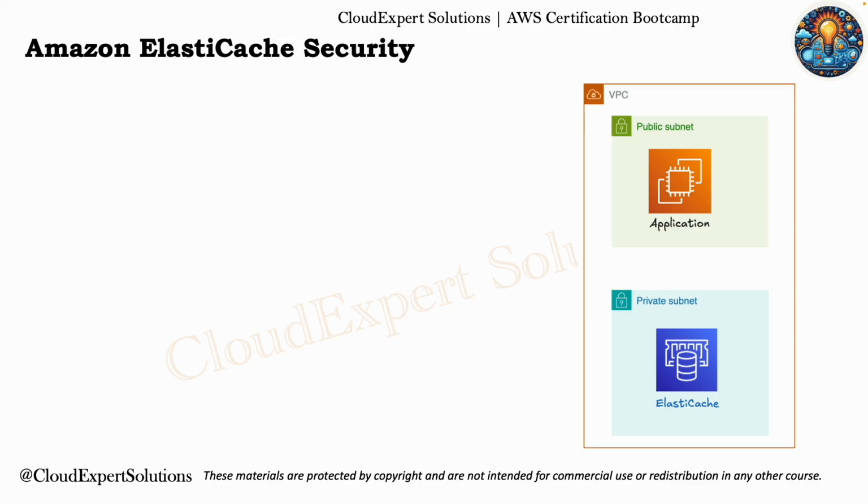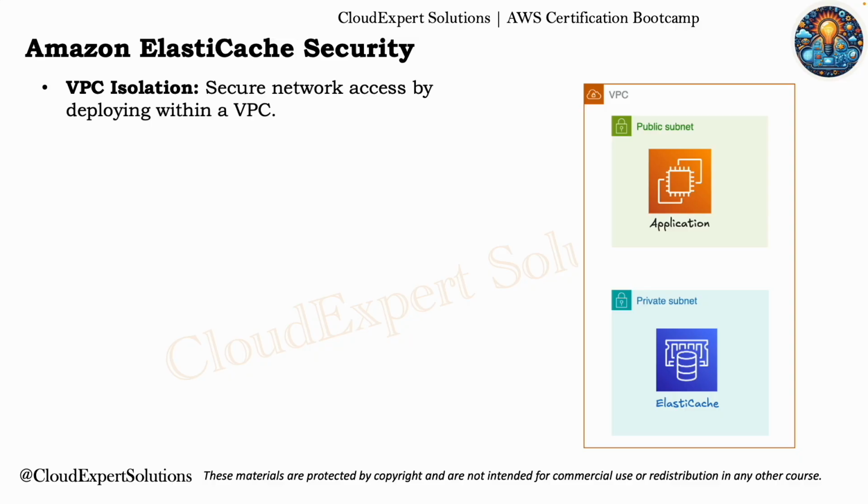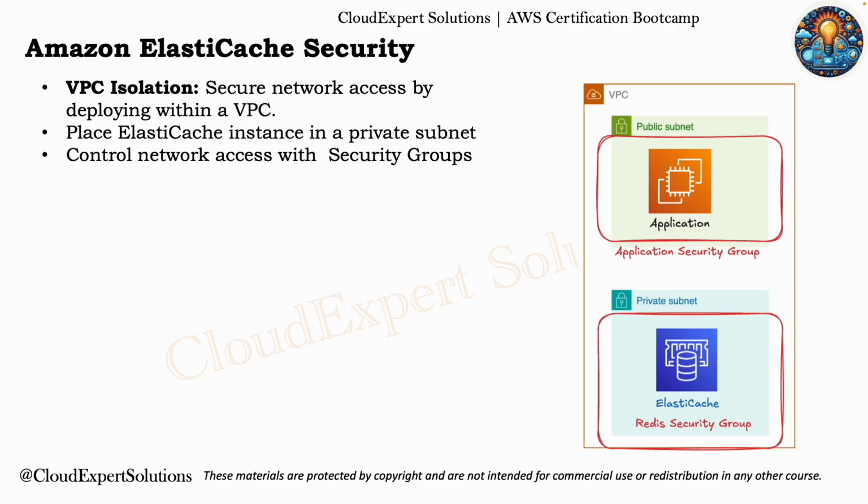Now let's review Amazon ElastiCache security features. Security is paramount and ElastiCache offers several features to protect your data. First, always deploy your cluster within a virtual private cloud or VPC to ensure network isolation. Networking and VPC concepts are covered in a different video. AWS recommends you place the ElastiCache instance inside a private subnet. You can further restrict access using security groups, which act as a firewall.